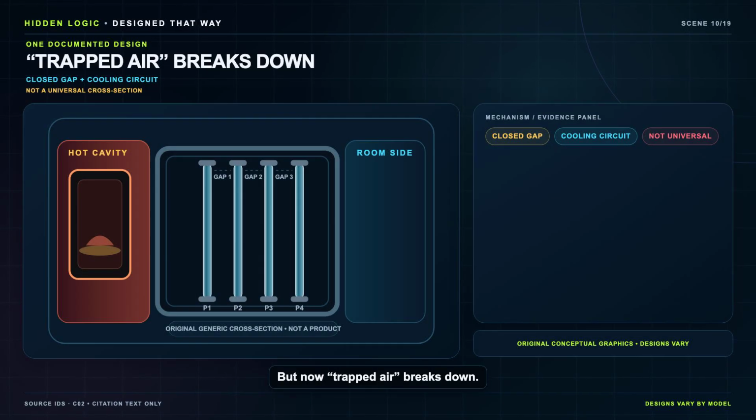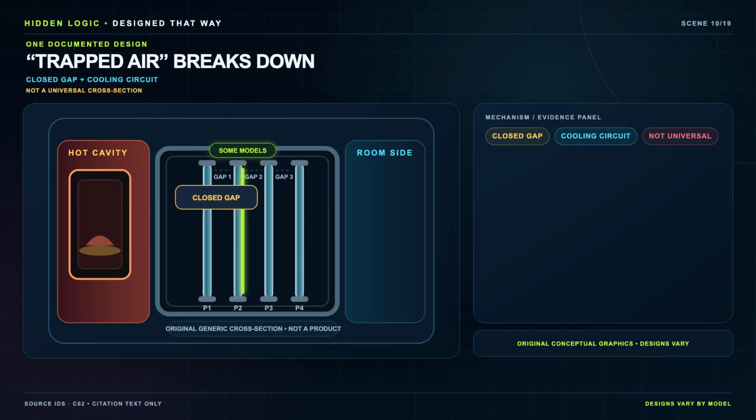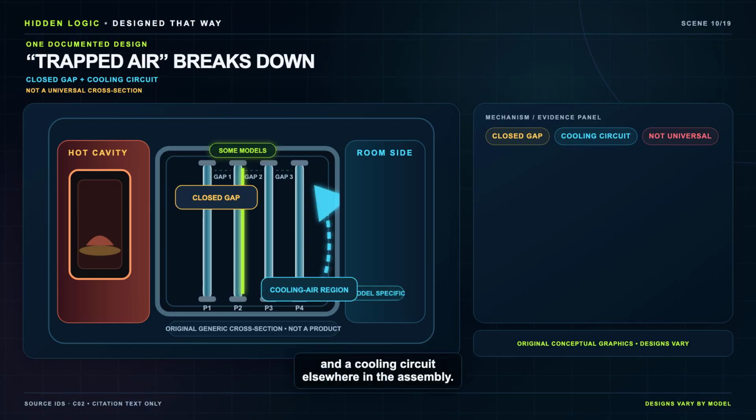But now trapped air breaks down. One peer-reviewed study modeled a particular four-pane pyrolytic door with a closed gap, heat-reflective inner panes, and a cooling circuit elsewhere in the assembly. The same door could use still gas in one region and moving air in another.